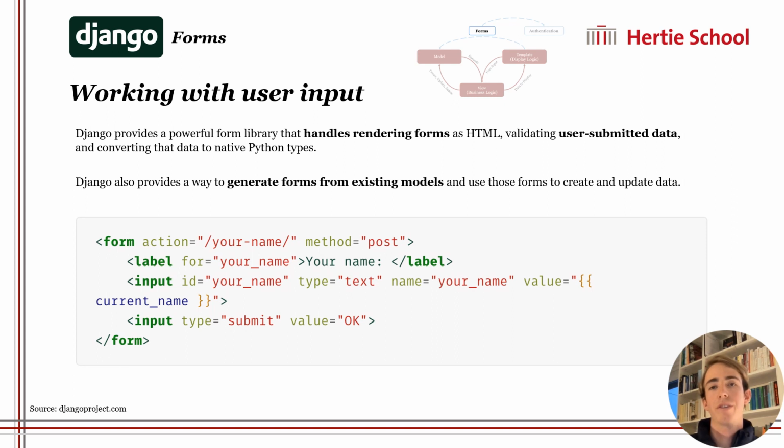And Django makes that very easy by providing a form library. You can see an example here for a generated form from an existing model, which just takes the name as input and then forwards it so you can actually work with it as data in your Python project.